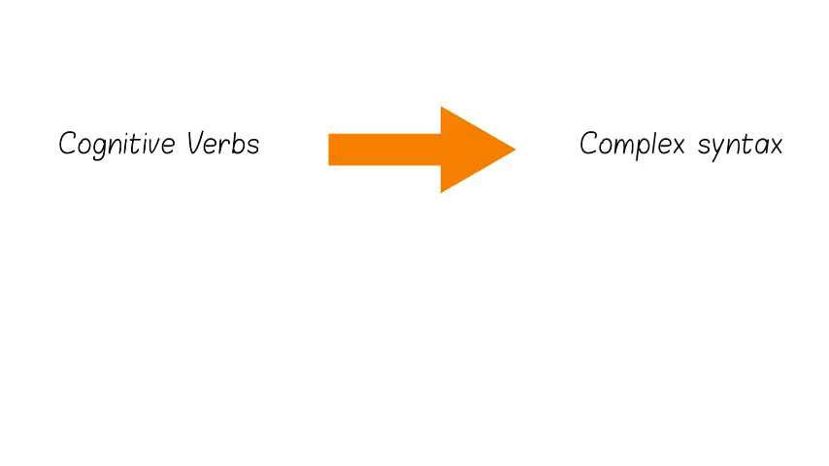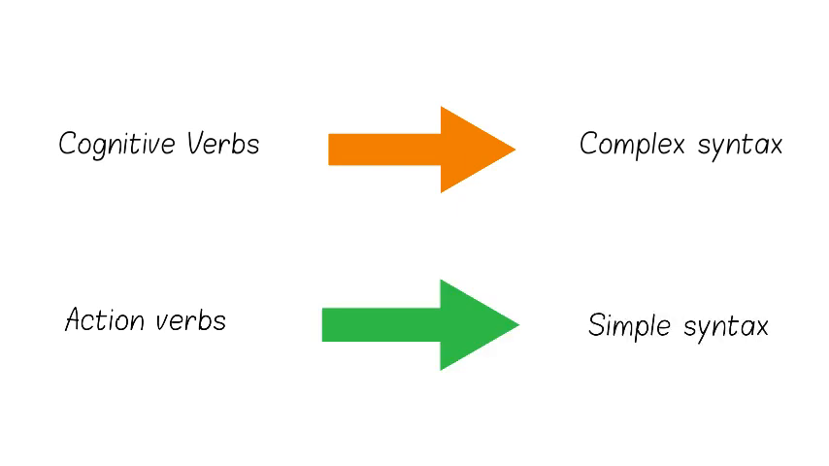This is reflective of the fact that cognitive verb sentences more often occur in complex syntactic forms, and action verbs more often occur in simple syntactic forms. Therefore, by using one type of verb over another, we can naturally create more complex or more simple syntax in our language production. So, how can we use this information to help improve children's syntactic development?